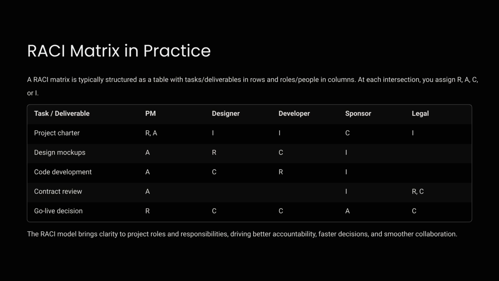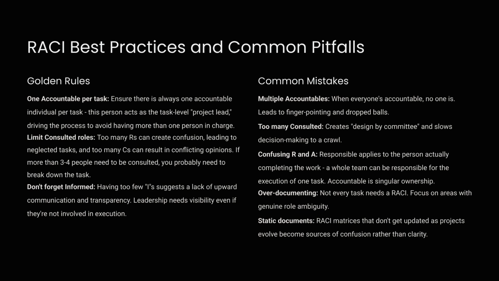In practice, the RACI matrix is a table mapping tasks to roles. Assigning R, A, C, or I at each intersection drives better accountability, faster decisions, and smoother collaboration across the team. A golden rule is 1 accountable person per task to avoid confusion. Limit consulted roles to prevent slowdowns. Avoid common mistakes like multiple accountable roles or confusing R and A.